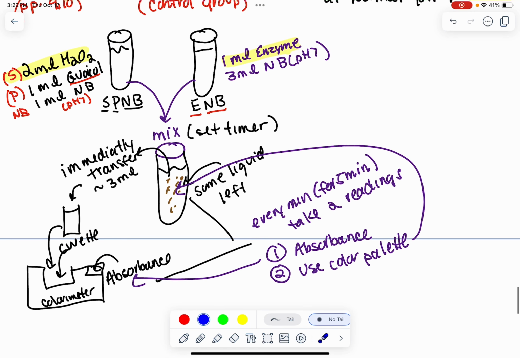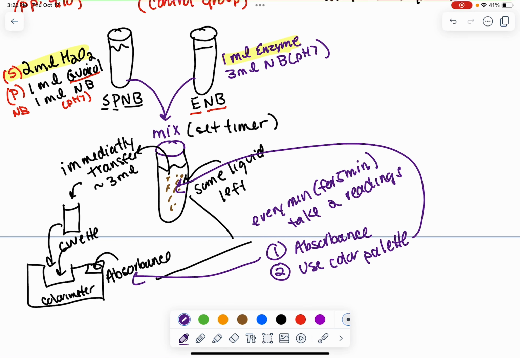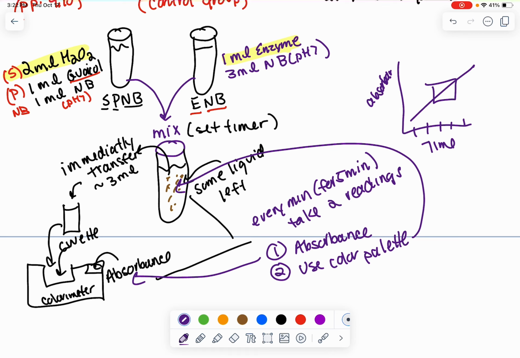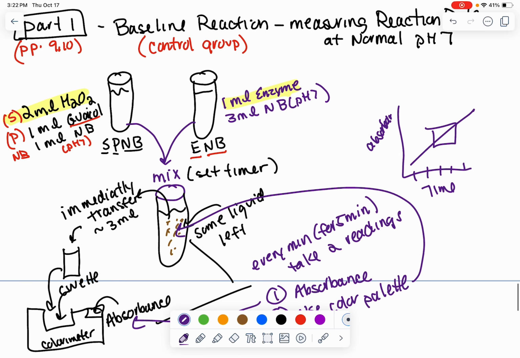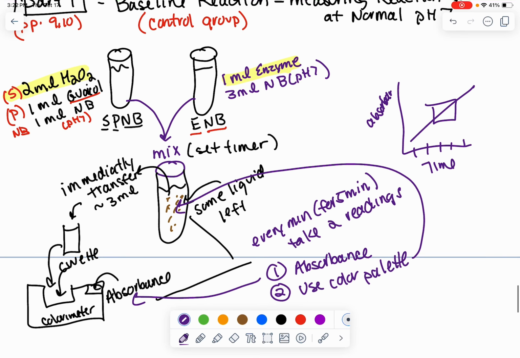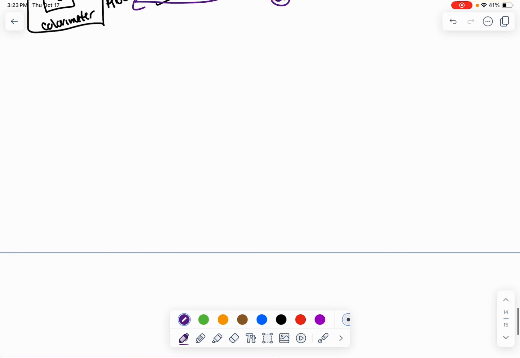Okay. And then I'm going to have you graph it, and we'll get into the lab later, but you're going to measure time for 5 minutes, and you're going to measure the absorbance, and you're going to get sort of a rate, and you're going to calculate the slope of the line and get the basic rate of the reaction at a normal pH. So that's part 1. Everybody will do that the same to get a baseline reaction rate at a pH of 7.